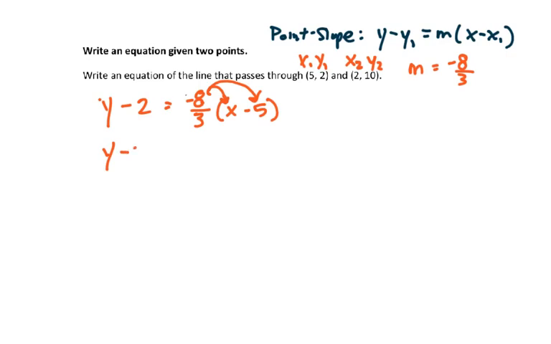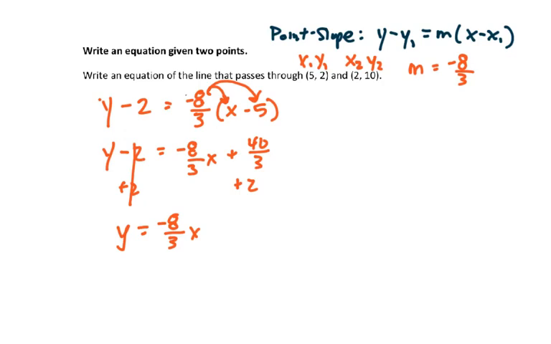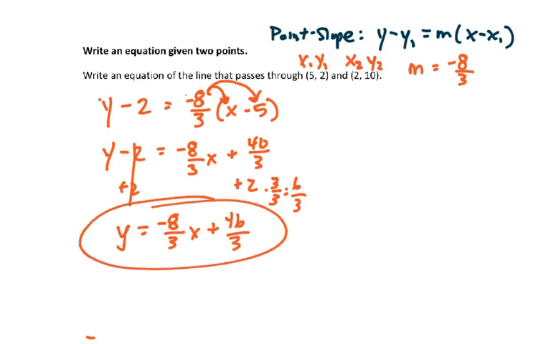So I've got -8/3 times x, which is -8/3 x. And then I've got -8/3 times 5, which is +40/3. Okay. Then I need to add 2 to both sides. And this one's going to be a little messy. But 2 is the same thing. If we multiply times 3 over 3, we're going to get 6/3. So 40 plus 6 is 46/3. And that is our answer.